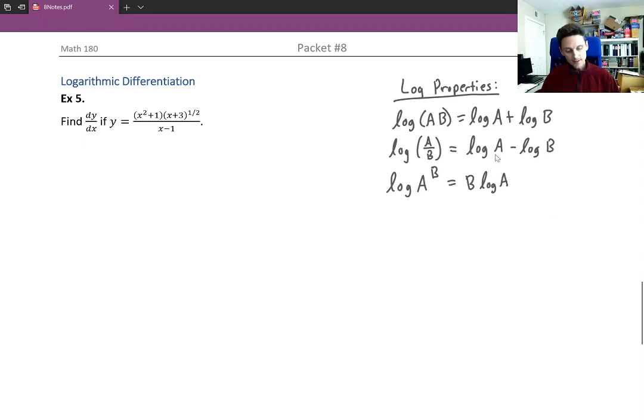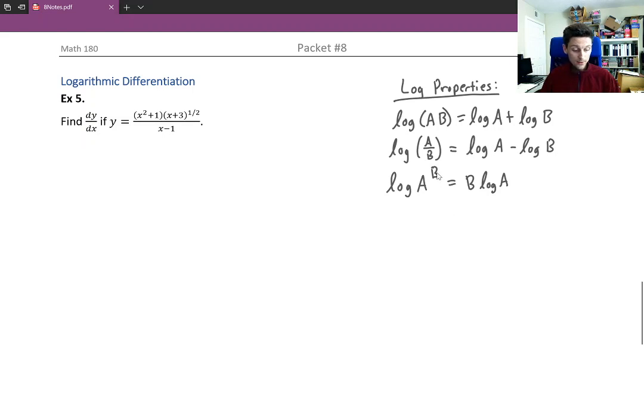With that log property, the power comes down in front of the log. Now, you don't want to confuse that with the power rule of derivatives, which says if you're taking a derivative, the power gets multiplied in front, and then you subtract one from the exponent. That's when you're taking derivatives. With these log properties, we're not even talking about derivatives here. In fact, you learned these way before derivatives, a long time ago.